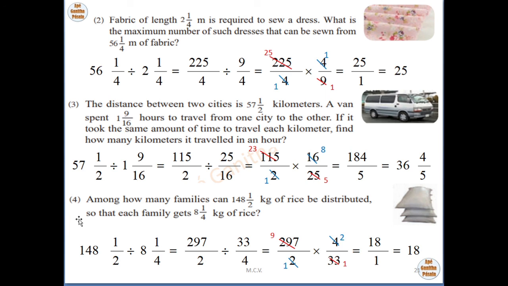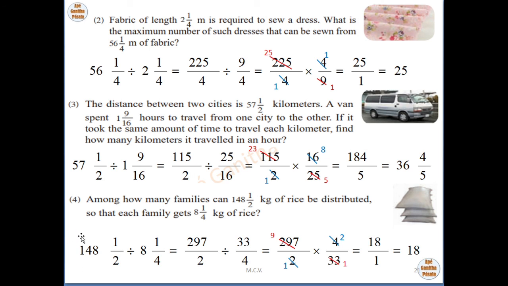Fourth problem. Among how many families can 148 and a half kilograms of rice be distributed so that each family gets 8 and 1/4 kilograms of rice? There are 148.5 kilograms. One family receives 8 and 1/4 kilograms of rice. So, among how many families can we distribute? The bigger quantity you have to divide by the smaller one. 148.5 divided by 8 and 1/4.